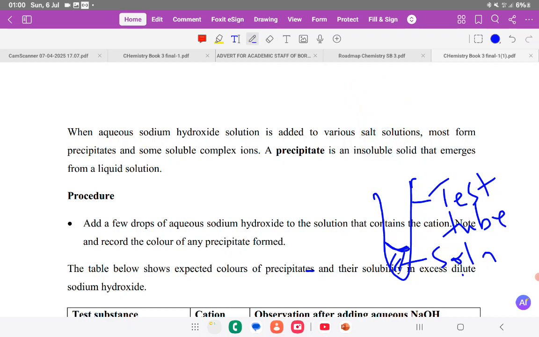Using a dropper, you add a few drops of sodium hydroxide. Okay, so add a few drops of aqueous sodium hydroxide to the solution that contains the cation, and then you observe, you note and record the color of any precipitate formed.